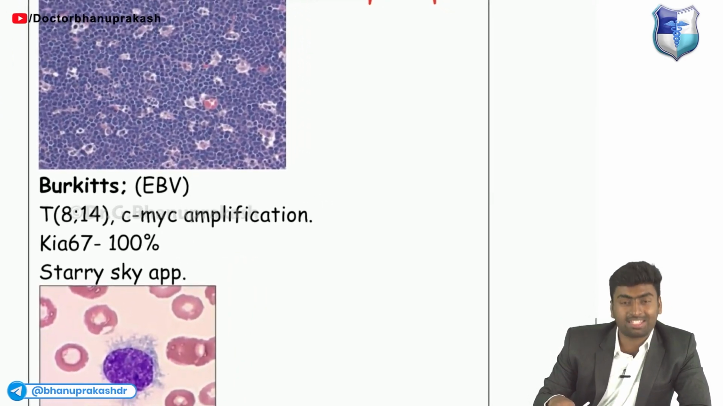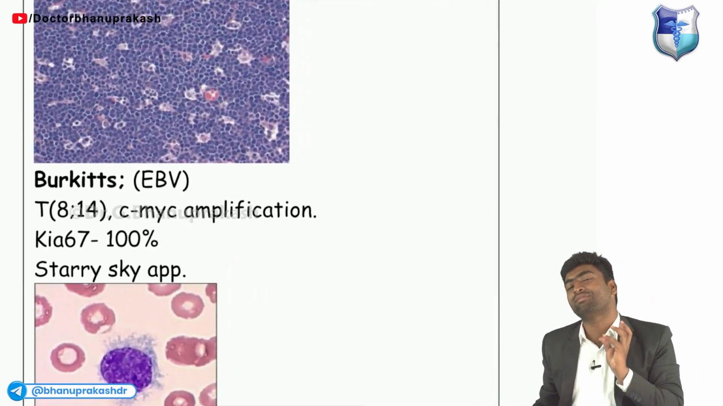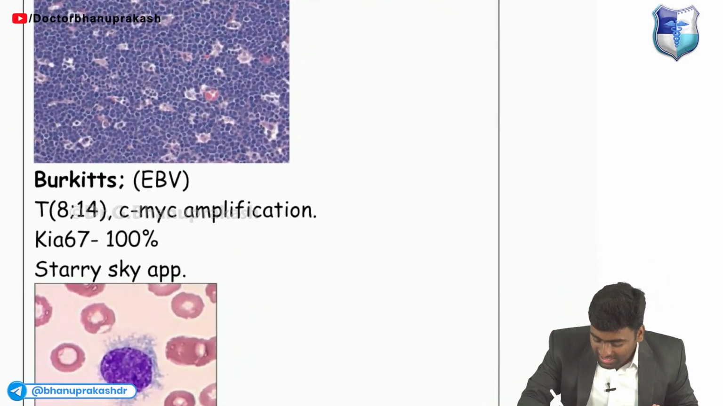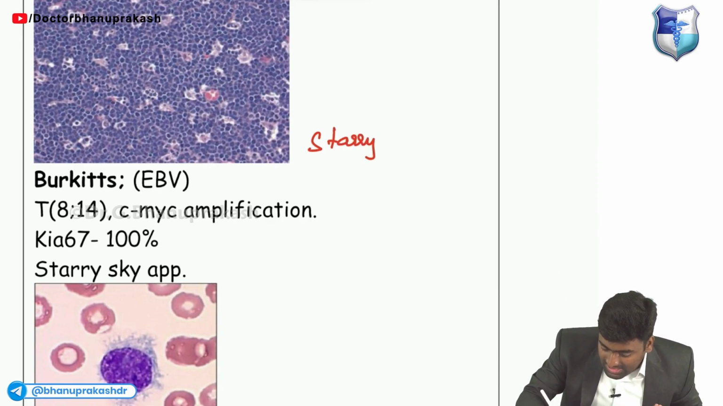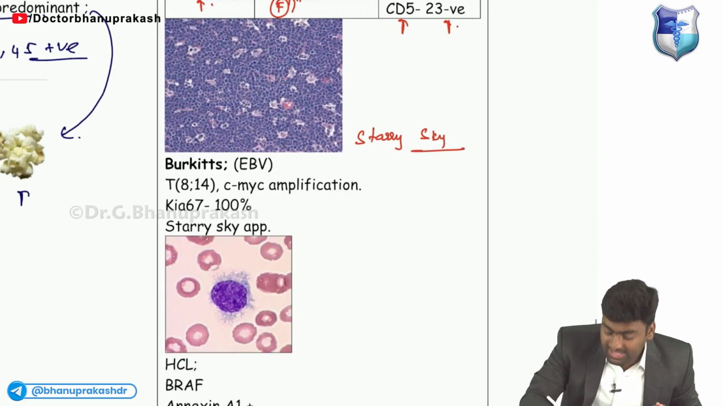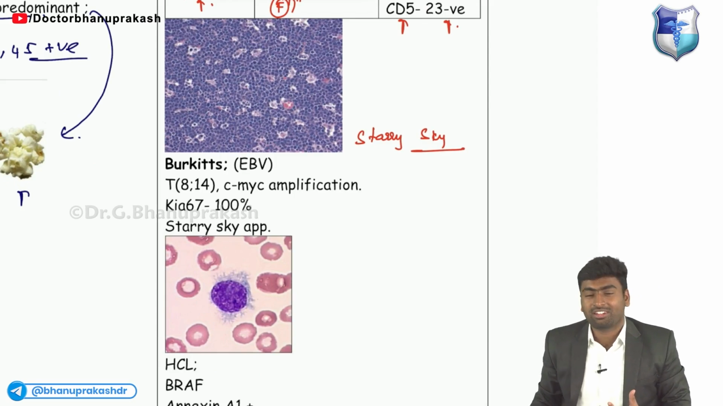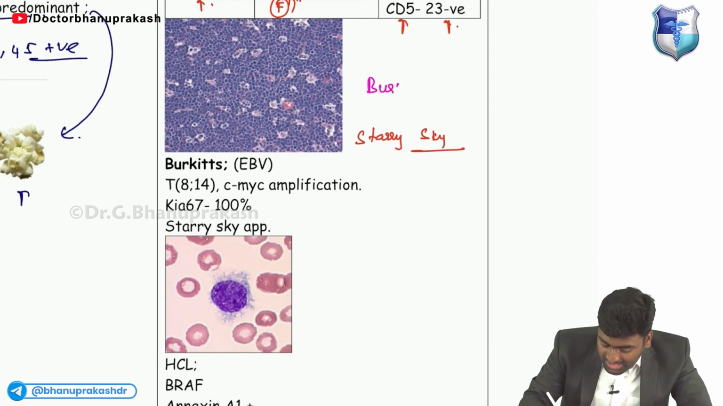Then after that, there will be an African child presenting with lymphadenopathy and the classical starry sky appearance in the lymph node biopsy. Which lymphoma will you see? Burkitt's lymphoma. So this is Burkitt's lymphoma.